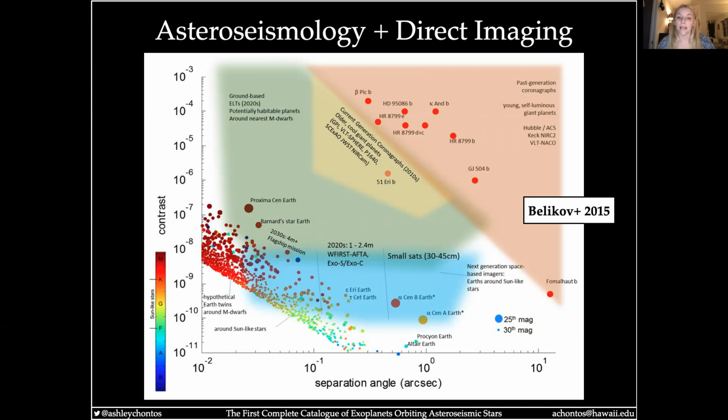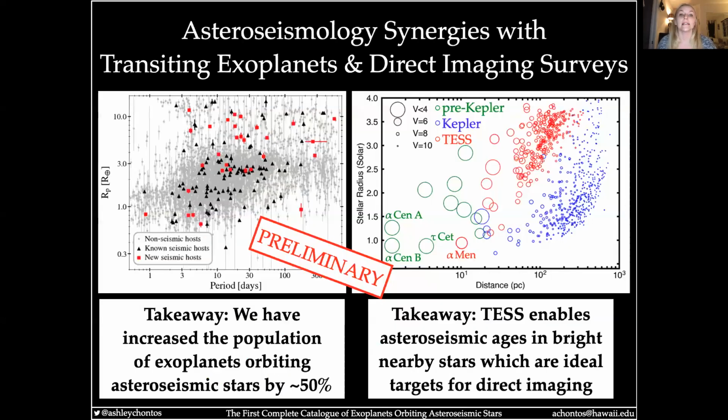Out of curiosity, I calculated what this would be for Alpha Men, and sure enough, there it is. Because this is highlighted in blue, this suggests that an Earth around something like Alpha Men would be detectable with the next generation of space-based imaging missions like LUVOIR or HabEx. And of course, any and all are welcome to have a go. Ages are really important for direct imaging, and I am just out of time, so I'm going to leave up my summary slide. I'll take any questions.